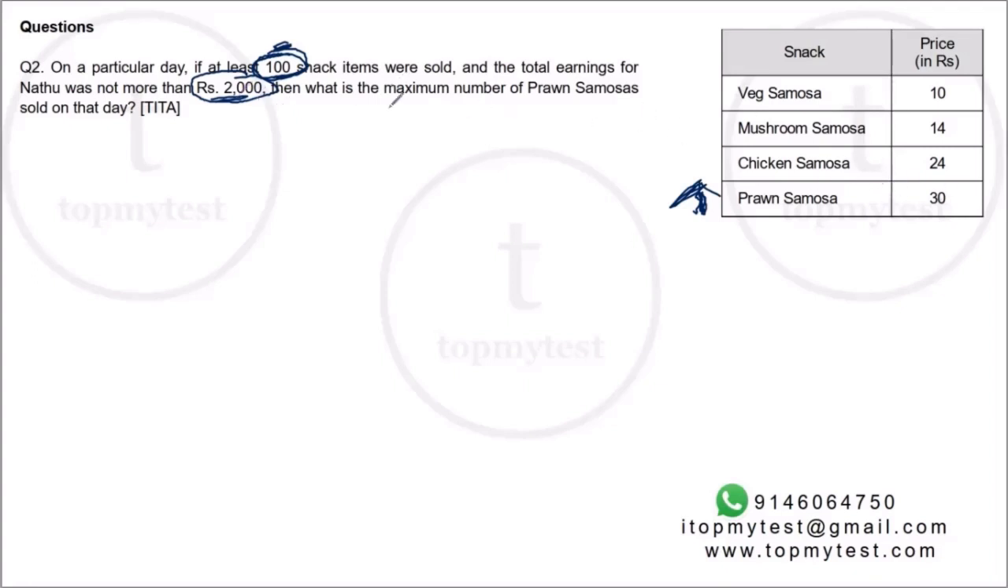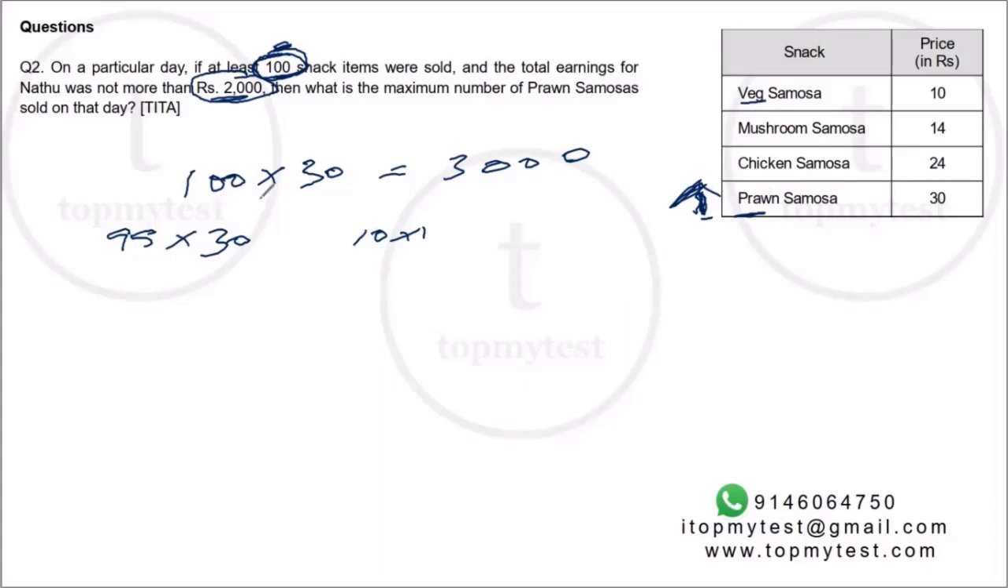Okay, let's do it in a similar manner. So if I take all 100 as prawn samosas, 100 into 30, that's 3000 rupees. Now every time you replace a prawn samosa with a veg samosa, you'll have say 99 into 30 and 1 into 10. You would lose 30 rupees on account of a prawn samosa, but gain 10 rupees for a veg samosa. So net change will be 20 rupees.